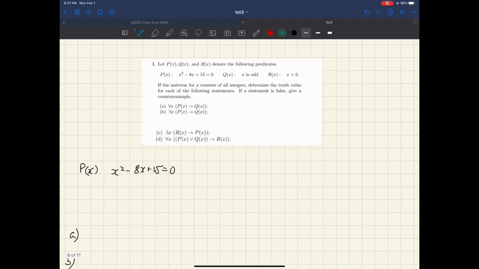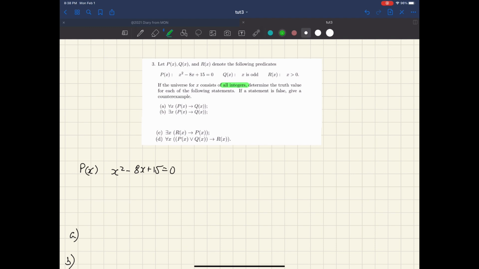Now moving on to question 3, we have let Px, Qx, and Rx denote the following predicates. Px being an equation which is x squared minus 8x plus 15 equals 0. Qx says x is odd and Rx says x is greater than 0. Now, if the universe for x consists of all integers, so all integers is an important point here, determine the truth value for each of the following statements. If a statement is false, give a counterexample.